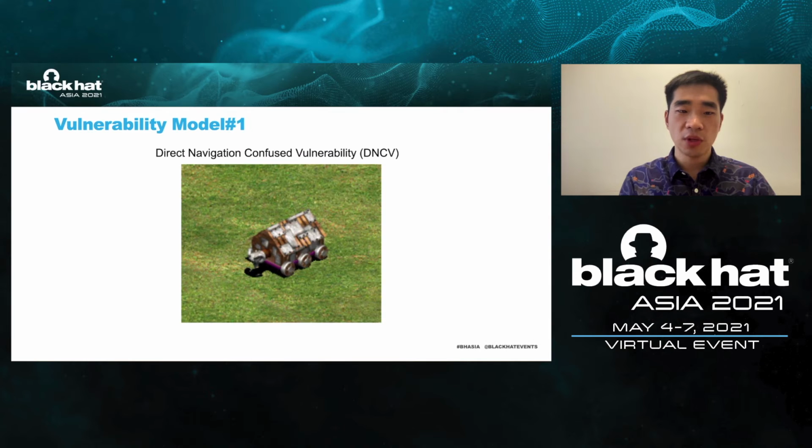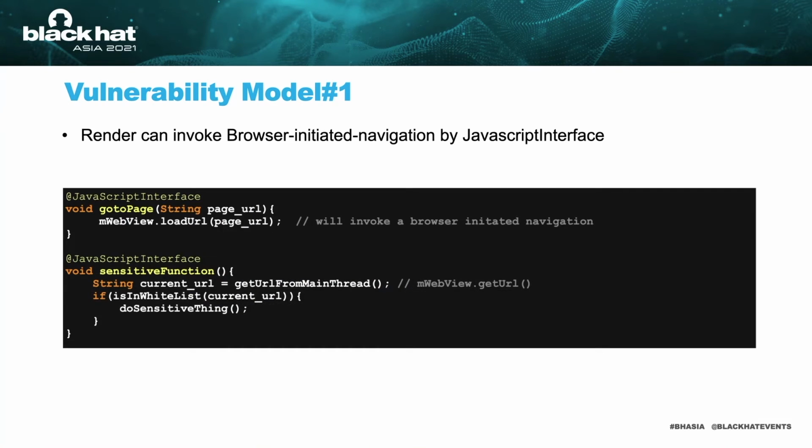We have found 3 vulnerability models in the real world. First one, direct navigation confusion attack. If an application exposes WebView.loadUrl through a JavaScript interface directly, the evil JavaScript code could use this JavaScript interface to invoke a browser-initiated navigation from the render model. Therefore, the URL obtained from WebView.getUrl is not trustworthy. It will return the pending entry, and validation based on it will be bypassed.